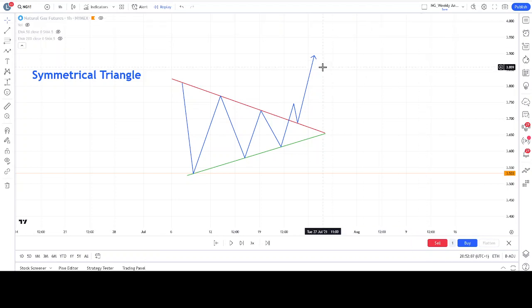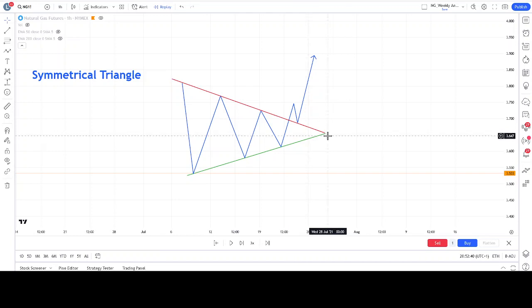So let's go back on the components of a symmetrical triangle, or how a symmetrical triangle is formed. Now the symmetrical triangle is made out of two components, as in two trend lines. One is a trend line which is acting as a resistance, which I have highlighted in red, and one is a trend line which is acting as a support, which I have highlighted as green. Both the trend lines meet at a specific point.